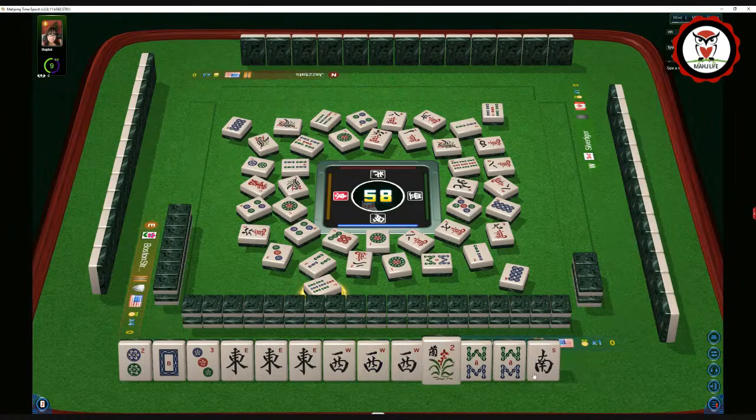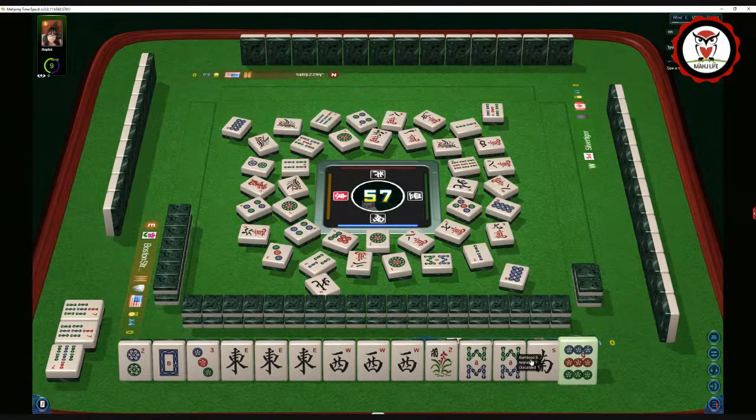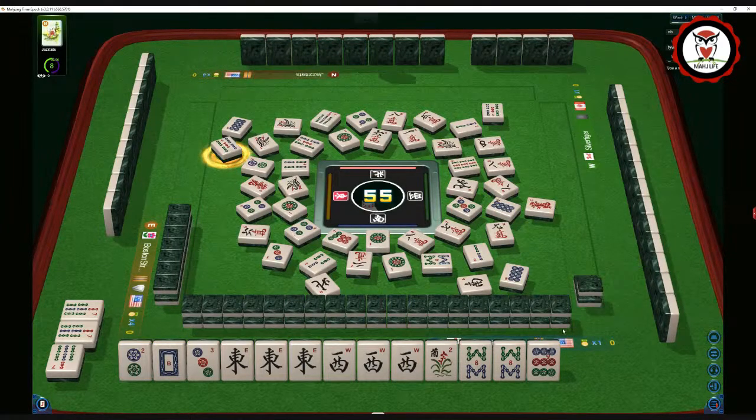7 bamboos. If we can get a flower or the 2, I would Pung. North, we have a wind pair we don't need. We're going to distance ourselves from the south wind. Right now we're not exposed, so Red dragon. Discarding that wind maybe will conceal what we're playing a little bit based on what's visible in front of us. 5 bamboos.